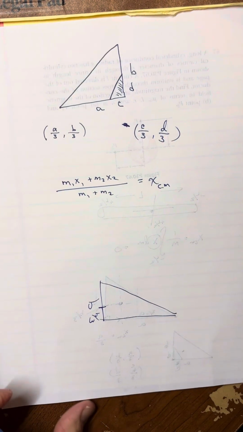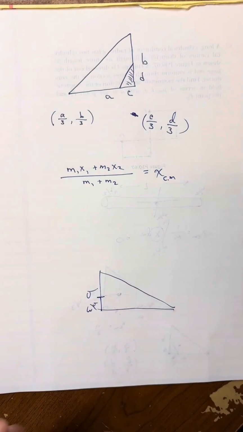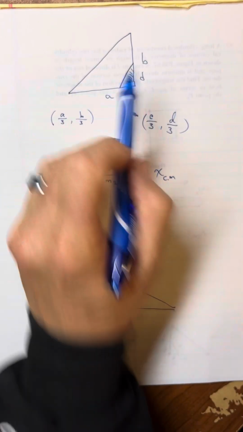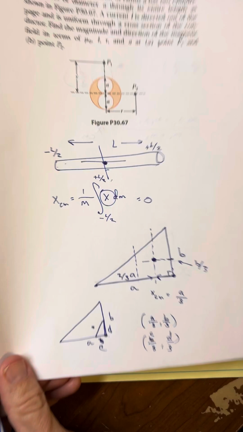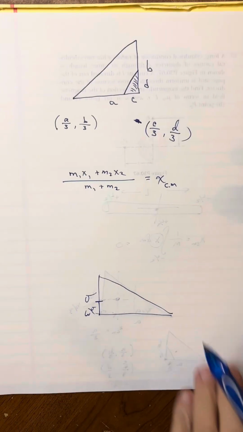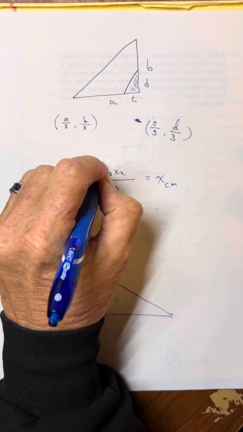But kind of a tricky approach here is to say, what if you think about this second triangle not so much as a triangle with mass, but a triangle with negative mass?